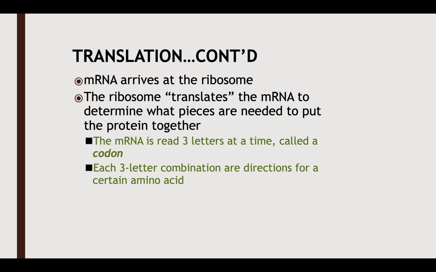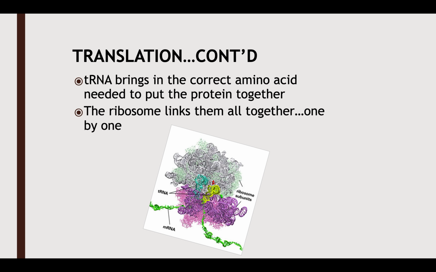Scientists have now cracked those 3-letter codes, so we know what every 3-letter code is referencing to tell your body what amino acid to go get. Once we read the 3-letter codon, tRNA goes and gets the right amino acid and brings it back. And then the ribosome hooks all the amino acids together one by one to make the protein.